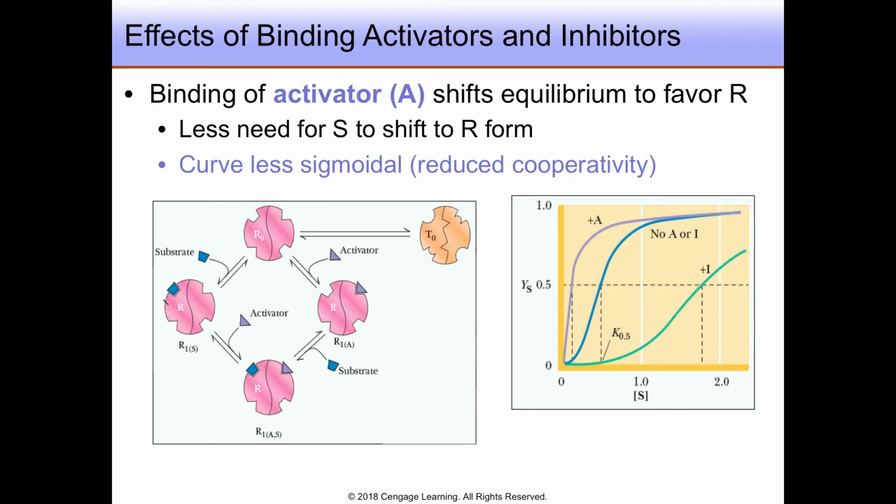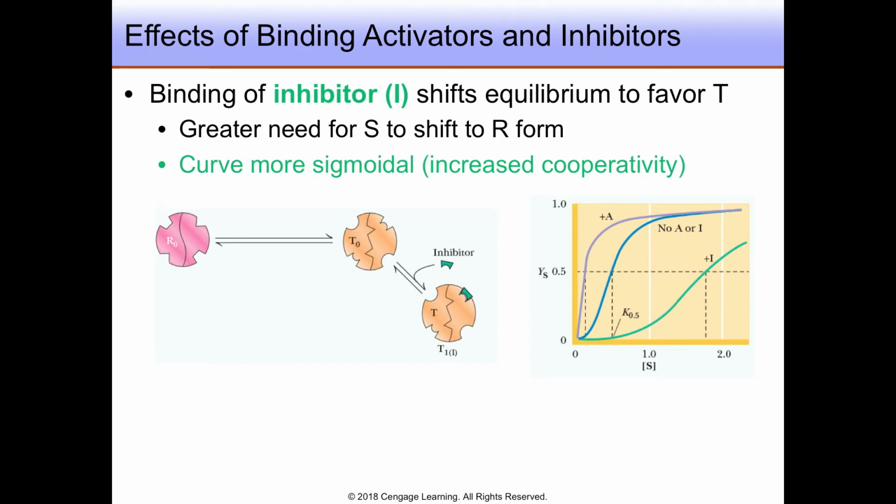Let's see what happens in the binding of activators and inhibitors in this model. As an activator binds in this model, it shifts the equilibrium in favor of the R form. Notice what happens to the saturation plot below. The purple curve, representing activity in the presence of the activator, has become primarily hyperbolic, indicating reduced cooperativity.